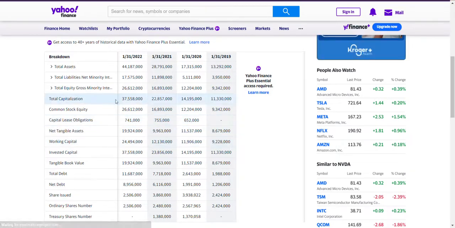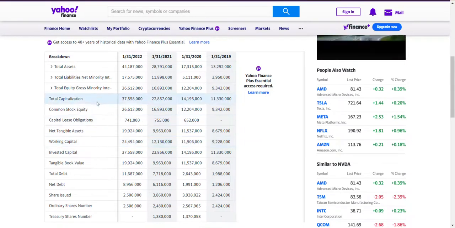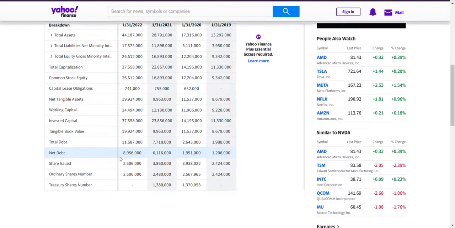Working capital is cash, unpaid bills, a mix of assets and liabilities. It's just more short-term stuff. Invested capital is pretty straightforward. It's just the capital they have invested. They have been increasing their investments quite a bit lately. Tangible book value, I mean, 19 billion. My bad.